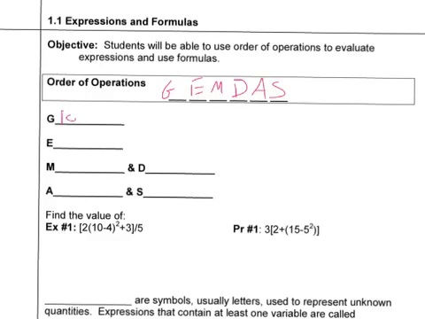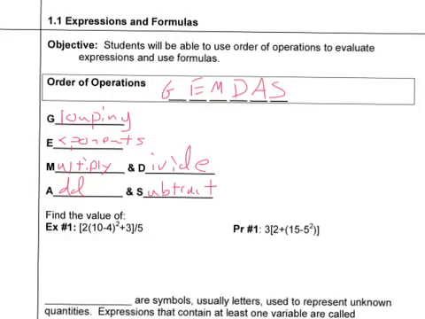G standing for grouping. E for exponents. Then you have multiply and divide. And these are really kind of the same kind of function if you think about it, because dividing by something is the same thing as multiplying by its reciprocal. So we put them in the same category. And then we have adding and subtracting. And subtracting is very similar to just adding a negative number. So we have those in the same category as well.